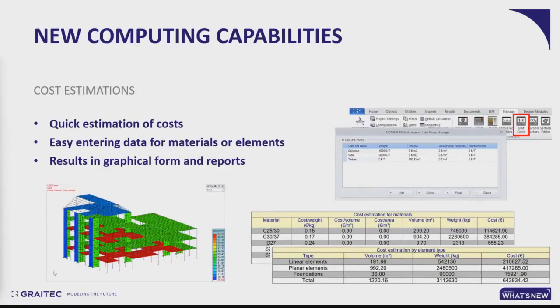I'm switching to the next novelty, the cost estimation mechanism. These new calculations allow quick estimation of costs. The principle is simple. We need to multiply the quantity of each material and modeled elements by a defined unit price. The workflow and tools for defining and assigning unit costs are very similar to those used for carbon factors. So we can define data per material or element, and results you can see in the graphical format and also using report tables.